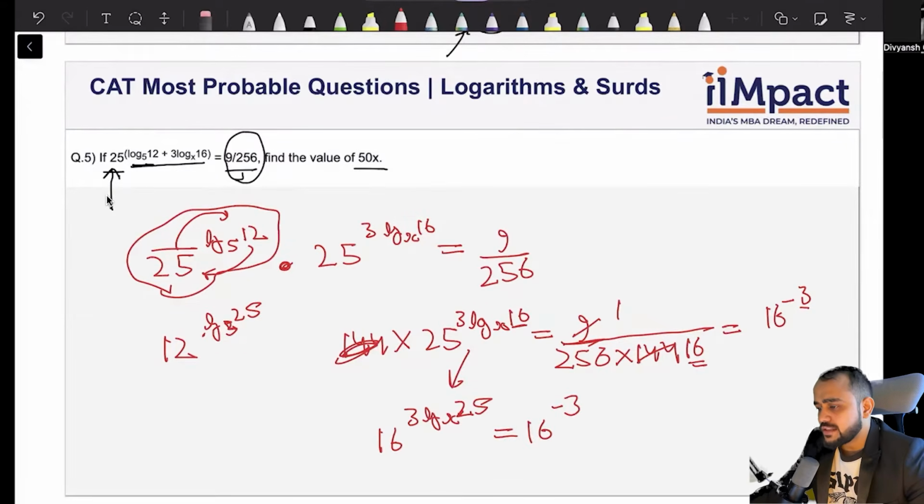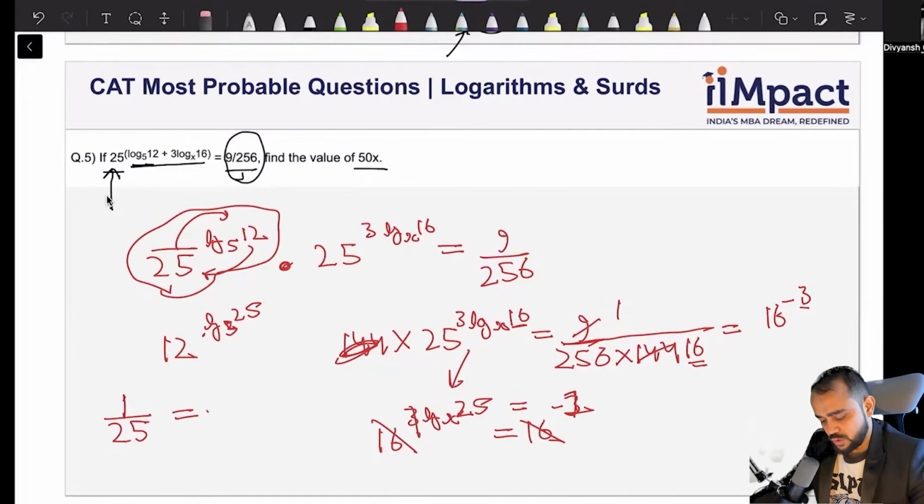So now I can cancel out the base, 16 and 16 gone. This is equal to this. The powers have to be the same. 3 will cancel out. You will get minus 1, or 25. 1 by 25 is equal to x. This is what we will get. So 50x is going to be 2.